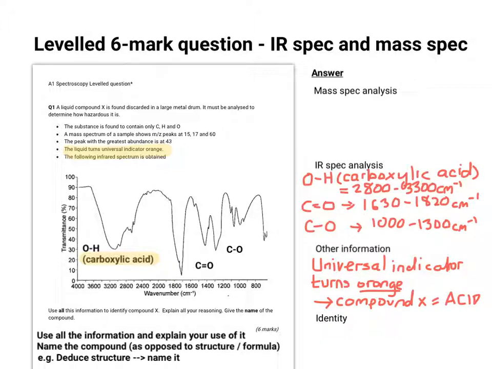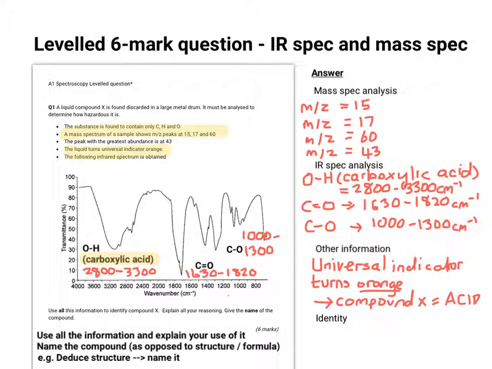The next thing to do is to lay out your reasoning for your infrared spec analysis. You can either write that out separately or you can put it on the actual spectrum itself. Whichever way you decide to do it, you need to make it clear to the person marking your paper that you have made the connection between the data sheet and where the peaks are located on the spectrum that they've given you. Now what we have to do is work out what the mass spec actually tells us.